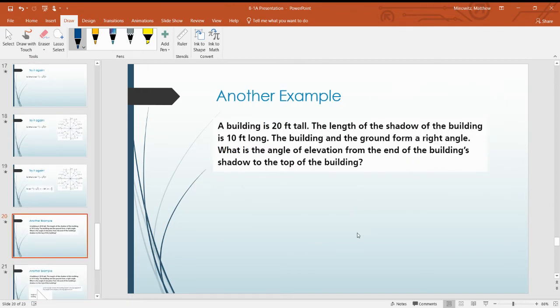Now, a much more tangible application is a problem like this one. A building is 20 feet tall, the length of the shadow is 10 feet long, and the building and the ground form a right angle. What is the angle of elevation from the end of the building's shadow to the top of the building? Just like we drew triangles and solved situation problems, we're going to do the same thing here. So I want you to pause the video, set it up, think if you can create the equation and then solve the equation using inverse trigonometry.